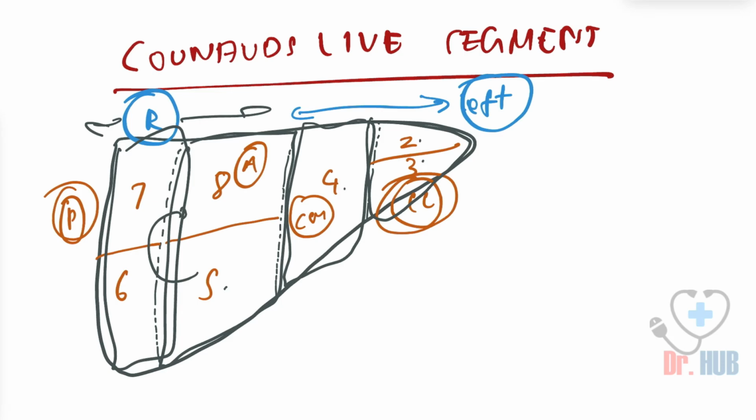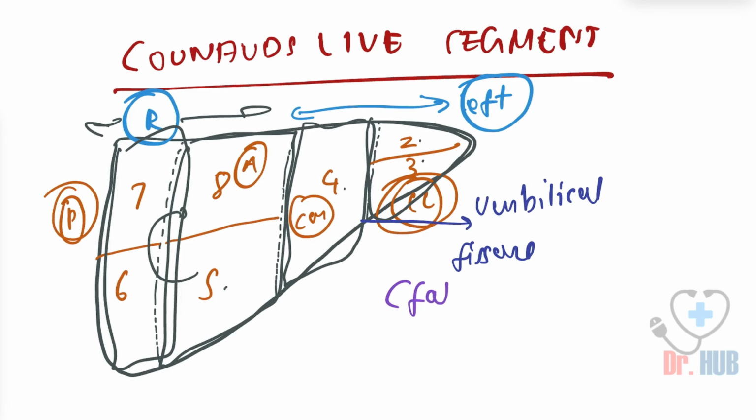Another important thing is that we need to know some important landmarks. The line that differentiates between 2, 3 and 4 is the umbilical fissure. So what is this umbilical fissure? The umbilical fissure is nothing but the falciform ligament.